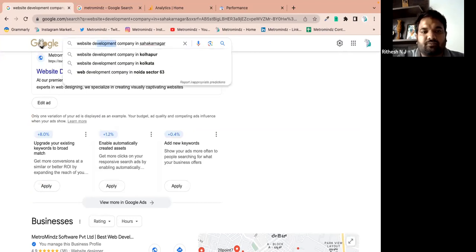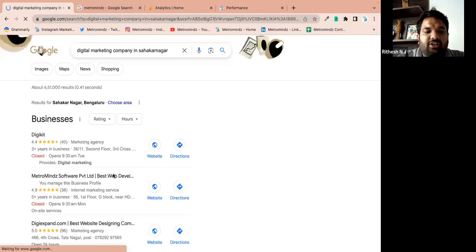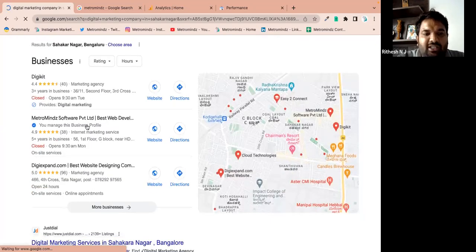If I'm searching for digital marketing companies in Sakarnagar, we will also be shown this. So people would also get to know about the company on the internet. Similarly, people would also search for a specialization, and people would see the reviews and come to you. So if we have done this, what are the advantages we get?